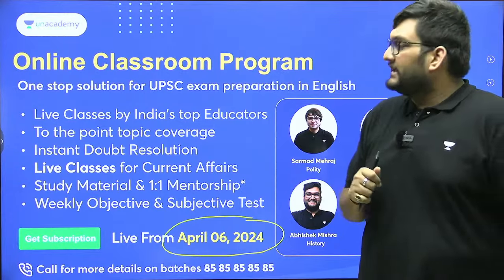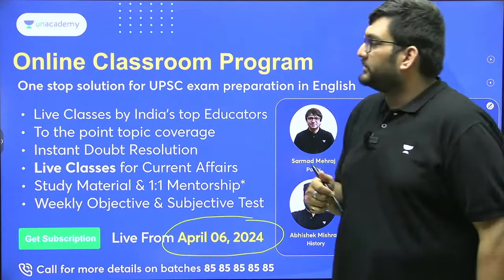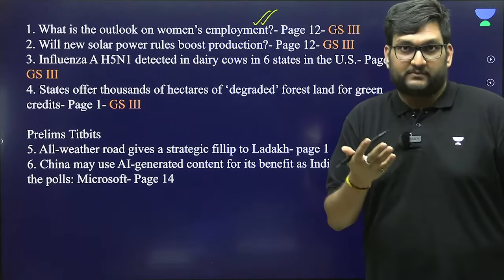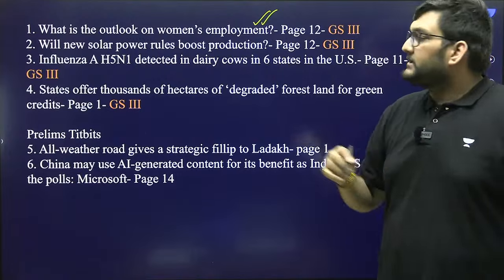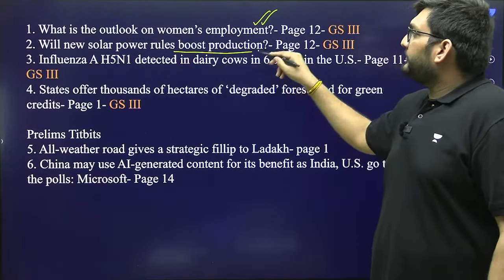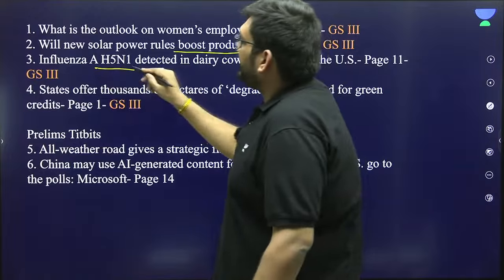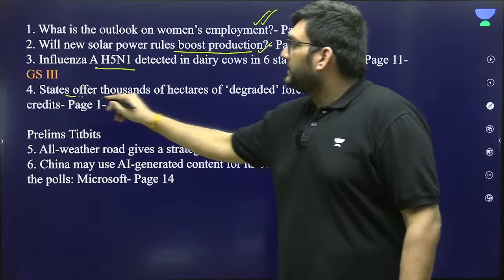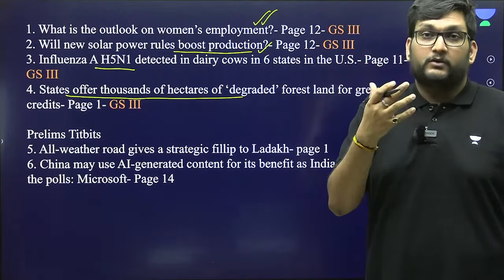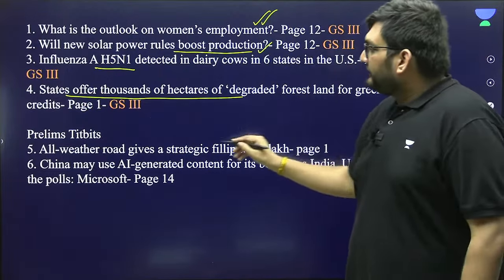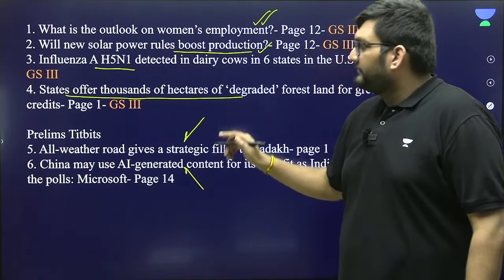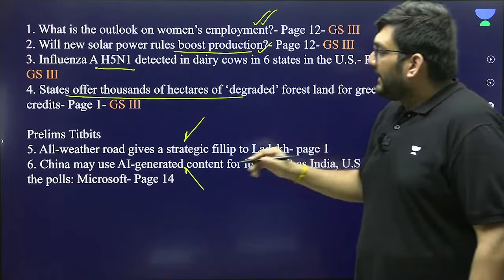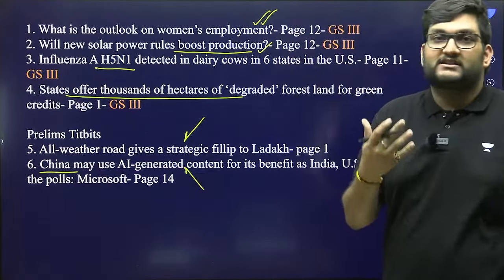Now with this, let's look at the topics we're going to cover for today. The first one will be about women's employment and the labor force participation rate, a very interesting article that way. Thereafter, we will go into solar power production, then the H5N1, basically the bird flu, and thereafter the concept of compensatory afforestation, CAMPA. Thereafter, we have two small topics. One, a very important road which the BRO has recently opened or is going to open. And thereafter, with elections in India, what is the Chinese angle to it?